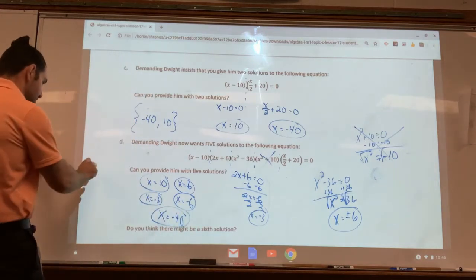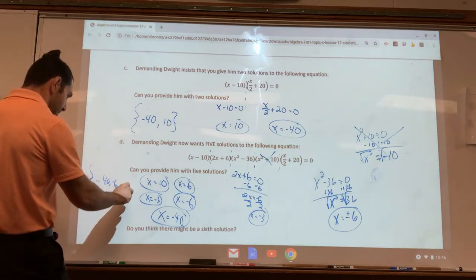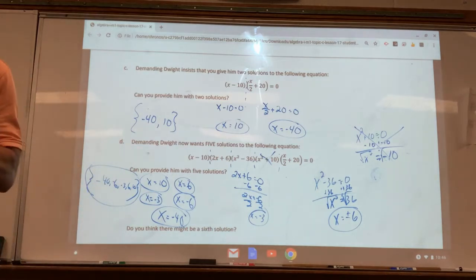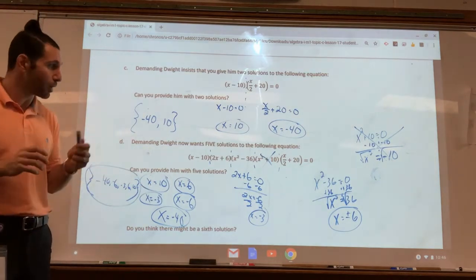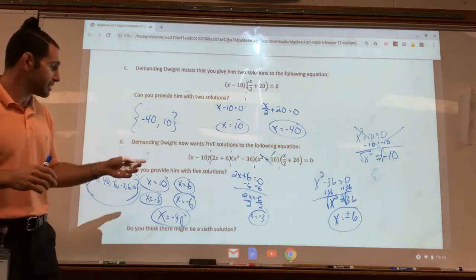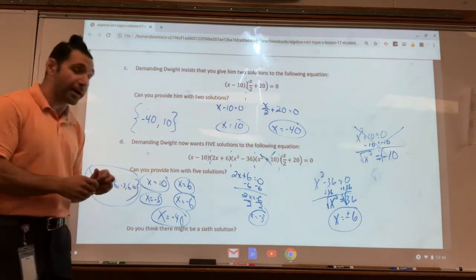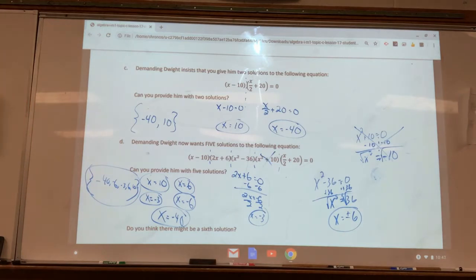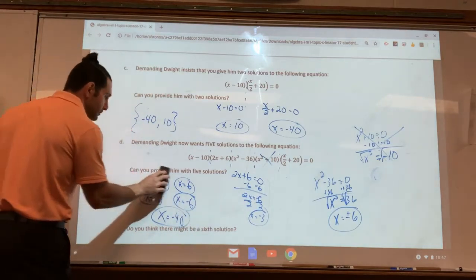So how would I write these? I'd write them as negative 40, negative 6, negative 3, 6, 10. Those are my solutions. Do you think there might be a 6th solution? Not for this one. There could be in some others, but absolutely not in this one, because we've checked each and every one of these equations. The way that I would say this is x could equal 10, or x could equal 6, or x could equal negative 3, or x could equal negative 6, or x could equal negative 40. When we're solving multiple solutions like this, it's an or statement. Will it always be? For what we're doing, yes.